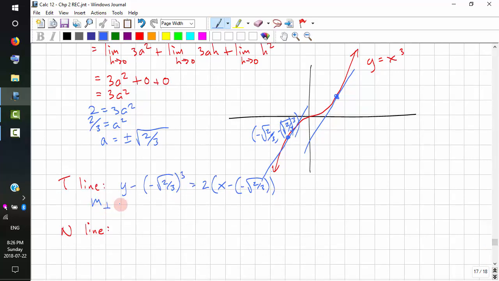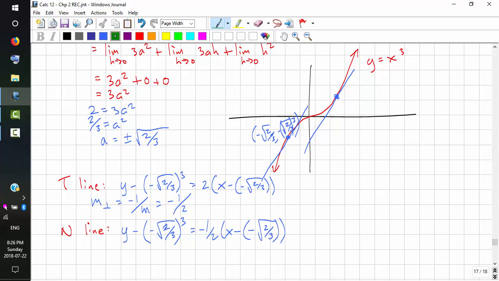So the perpendicular slope is equal to negative 1 over the slope. So this is negative 1 over 2, because the slope is 2. So we can create our normal line, y minus. It's going to look exactly the same, except for the slope here, negative 1/2 x minus negative root 2 over 3.